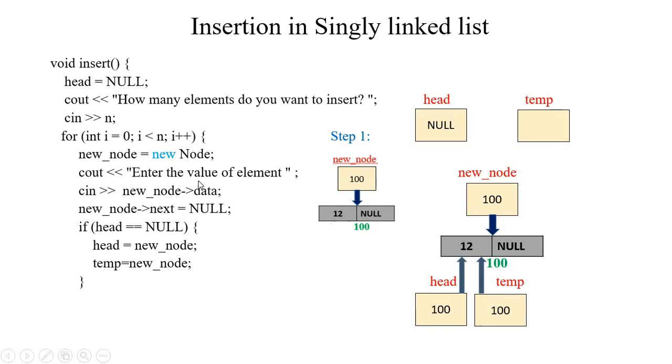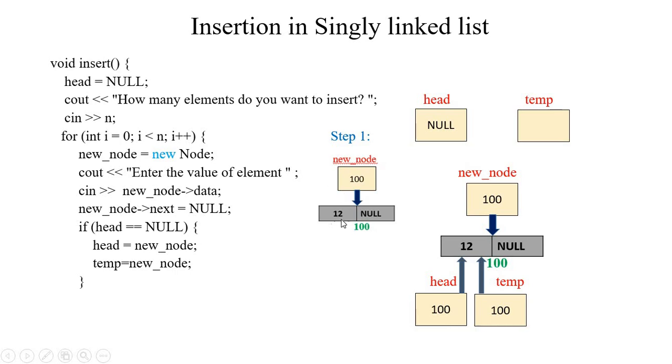Next is to enter the value. Obviously, why are we creating a node? To insert some value. So into the value position, I'm inserting a value. How to access this position: which pointer is pointing to this position? new_node is pointing to this position, and the name of this place is data. So with new_node arrow data, I'm inserting the value into this position.